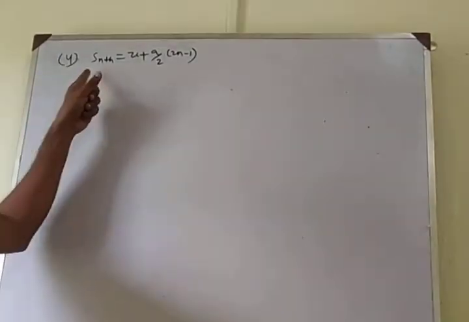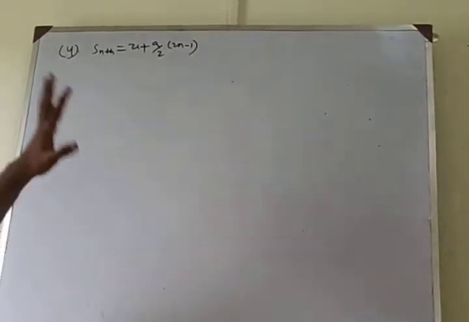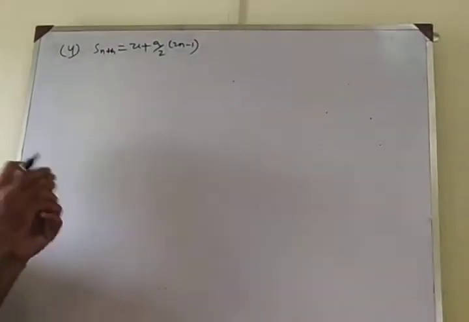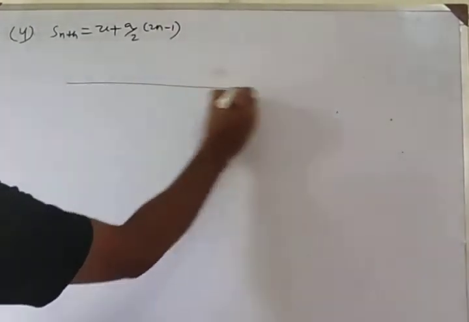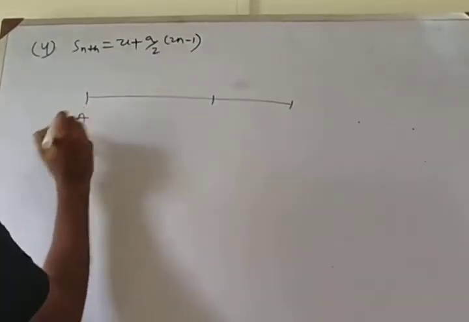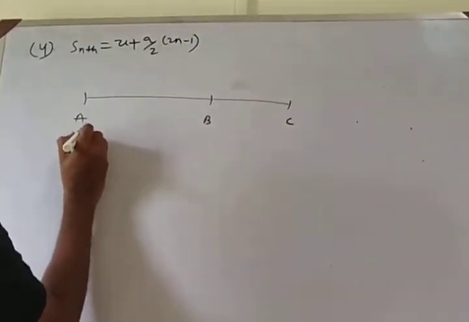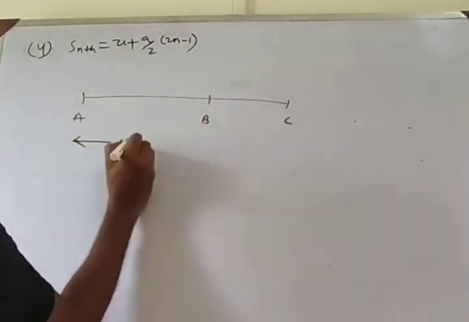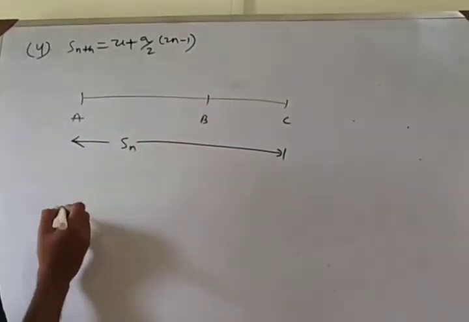So now I will derive the fourth formula, that is S_nth equal to u plus a by 2 into (2n minus 1). Without going to the derivation directly, let us understand what this is. This diagram is really important, what I am drawing now. Let's say this is A, this is B, this is C. Let's say the body is taking n seconds to go from A to C.